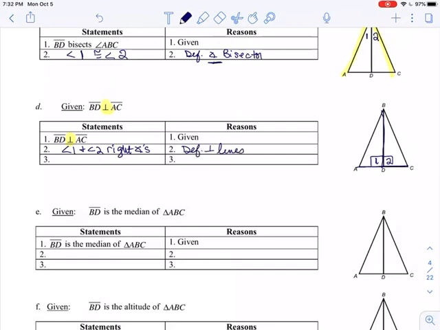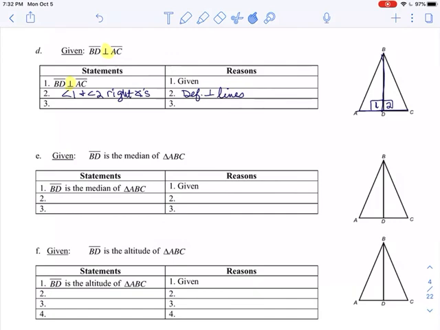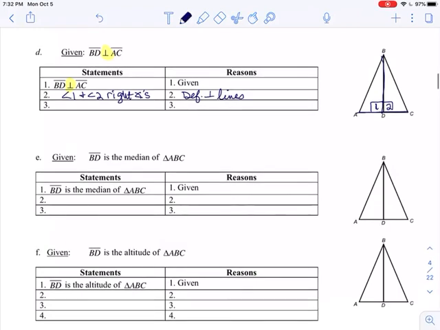How do I know that? Because perpendicular lines form right angles. But you can just write definition perpendicular lines. Now I have another statement here because this one given gives us 2 statements. If angle 1 is a right angle and angle 2 is a right angle, that means they both equal 90. And if they both equal 90, they actually have to be equal to each other. So statement 3 is going to say angle 1 is congruent to angle 2, and that's because all right angles are congruent.